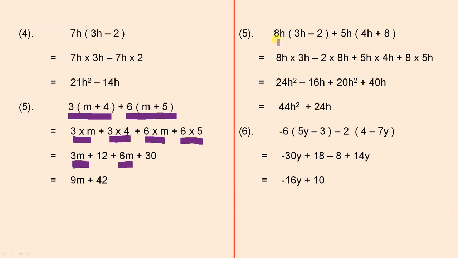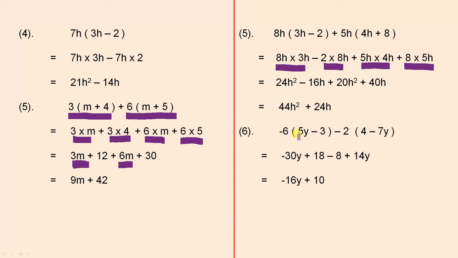Number 5, if we look at what we have here, we can expand it to end up with this line. When we do the individual multiplications, there are 4 of them, we get 24h squared minus 16h plus 20h squared plus 40h. Add the like terms, 24h squared plus 20h squared is 44h squared, and minus 16h plus 40h is plus 24h.